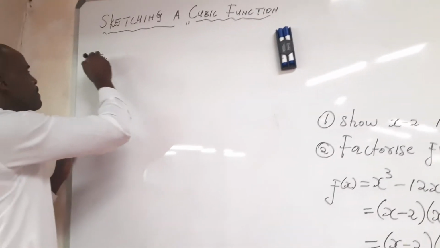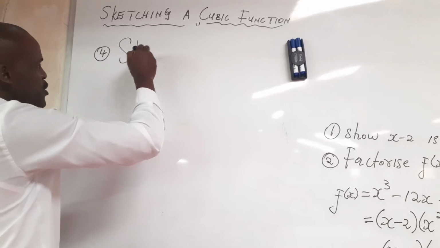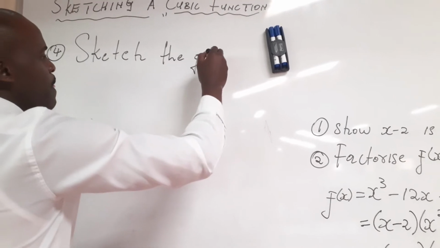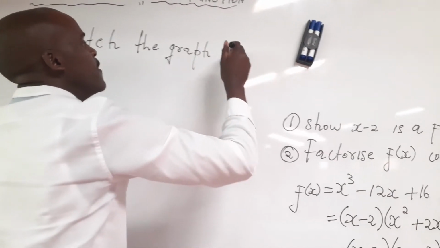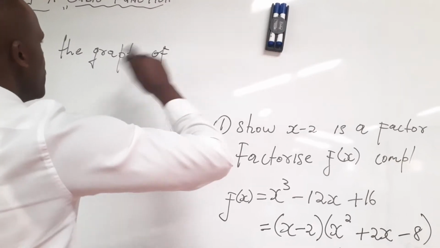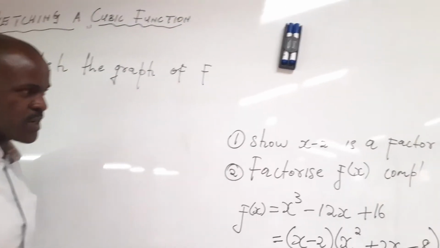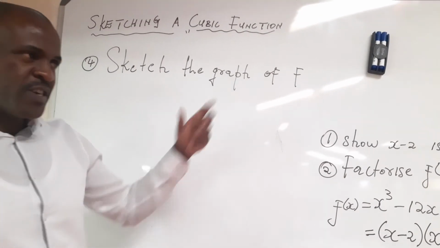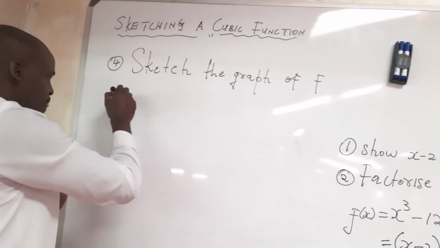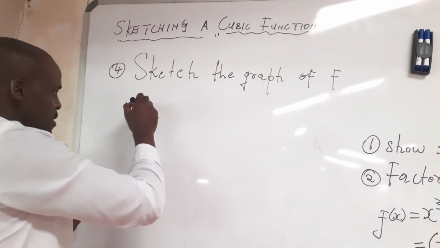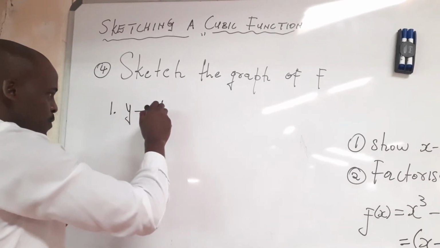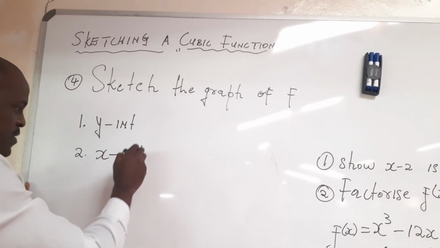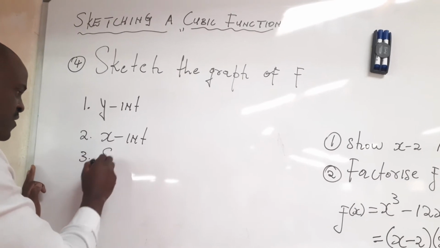The next question, sketch the graph of f. We are now to sketch the graph. Here, label all the intercepts on the axis, the coordinates of the turning point, and the coordinates of the point of inflection. So you are to sketch the graph of f. Remember that for you to sketch a cubic function, you need the following points. Number 1, it's the y-intercept. Number 2, x-intercept. Number 3, the stationary point.